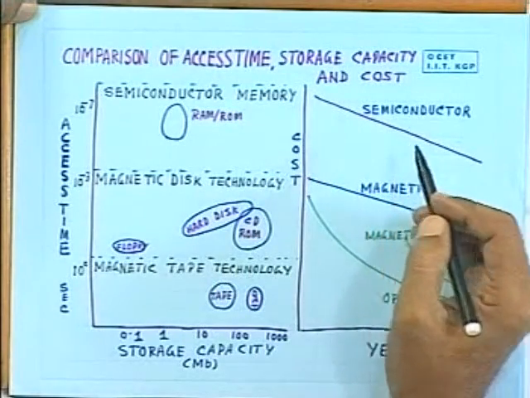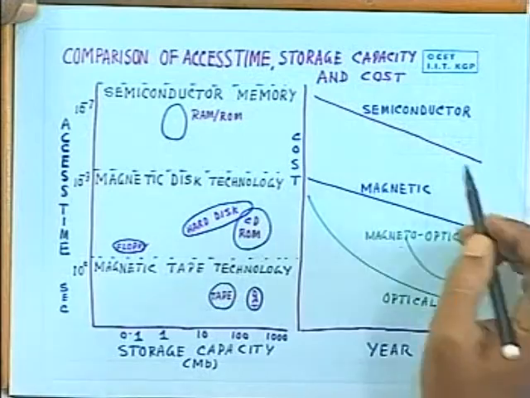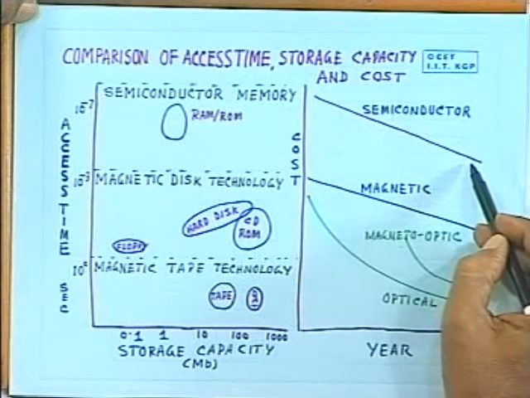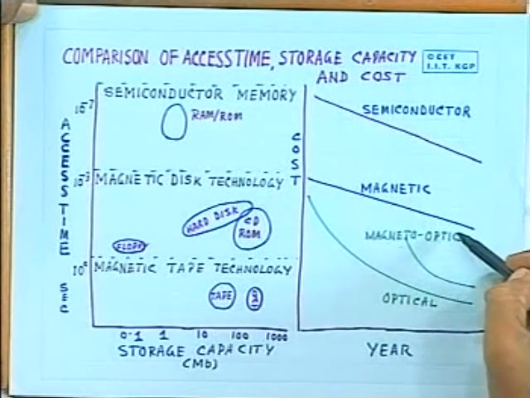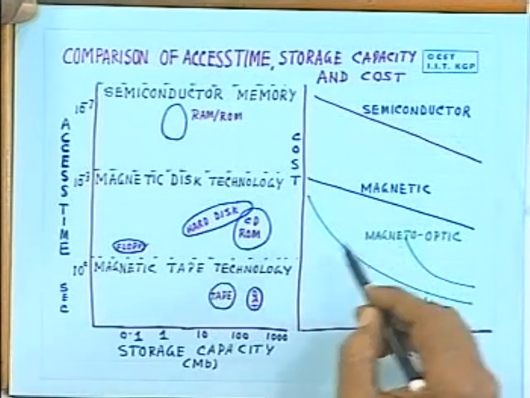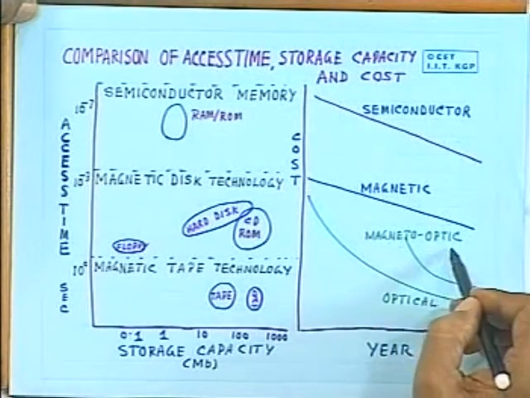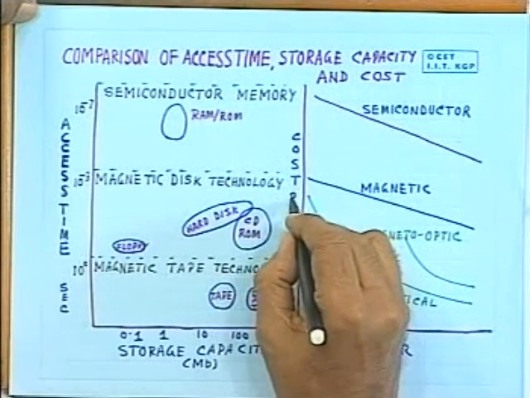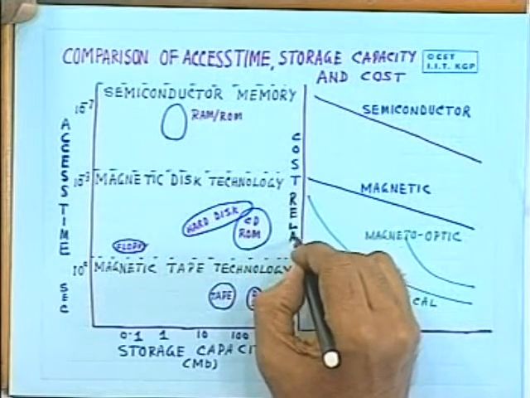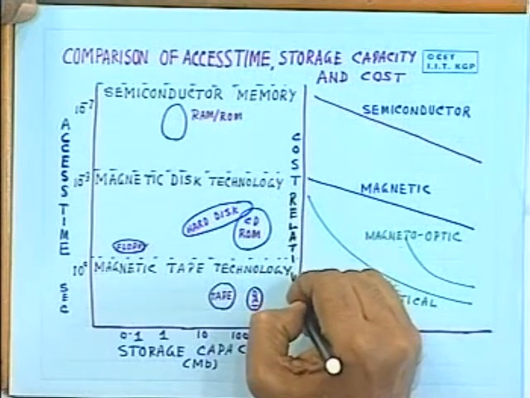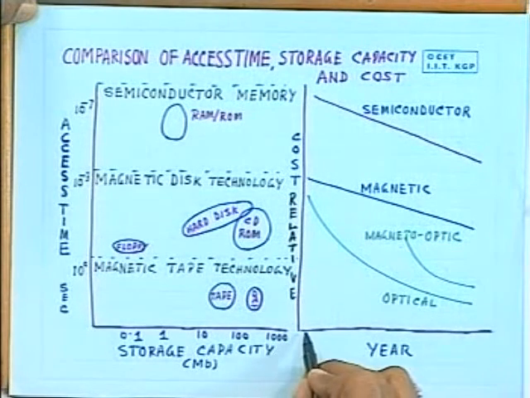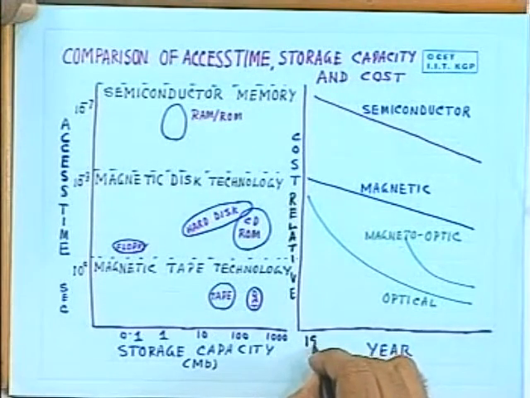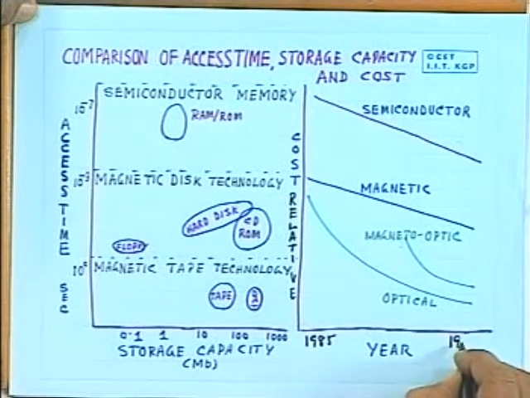If you compare in terms of cost, we will find that the cost of the semiconductor memory devices is much higher compared to magnetic tape, magnetic disk technology devices, or even the magneto-optic or optical devices. Here the cost is relative. I have not given any cost. It is relative cost, essentially cost per byte. And as you can see here, with year, the cost is decreasing. Say this is 1985, let's assume, and this is 1995.